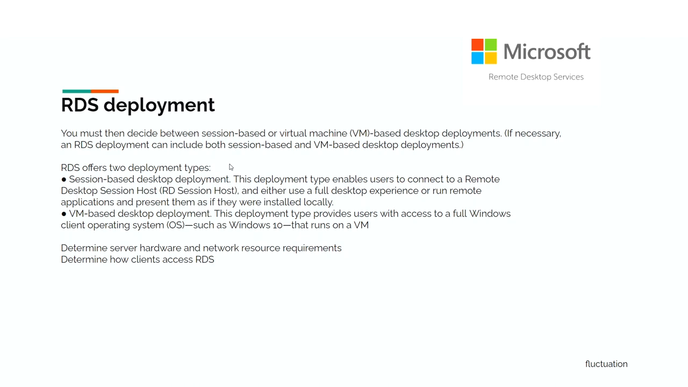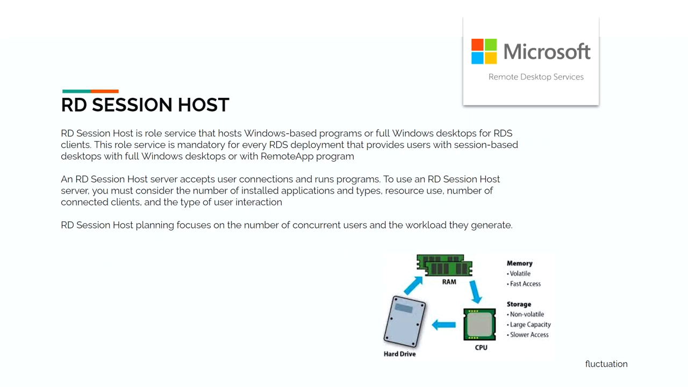Of course, when you deploy all this, you must determine server hardware and network resource requirements and determine how clients access RDS. So let's go back to the roles. RD Session Host is a role for Windows-based programs on a full Windows desktop for RDS. This is a Windows 2016 or 2019 server. This role service is mandatory for every RDS deployment that provides users with session-based desktops, with a full Windows desktop, or with RemoteApp.